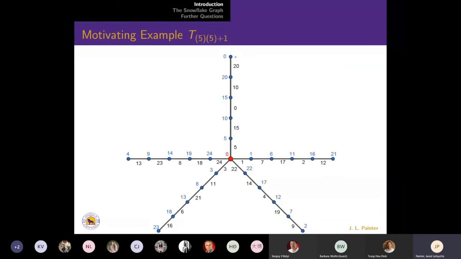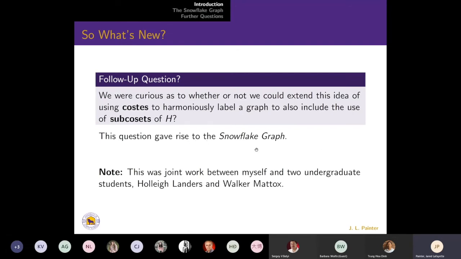So that basically looks like this. You can see I broke apart this cycle at 0 and 5 here, and I connected the 5 to this root. And so this is T of 5, 5 plus 1, which is also a harmonious labeling. So this was an immediate thing that we saw based on what they did. I mean, this is not really any significant result or anything, but we thought it was kind of cool. And so we thought, okay, where could we go from there? And so I had this great idea, which turned out to be, in some senses, a terrible idea.